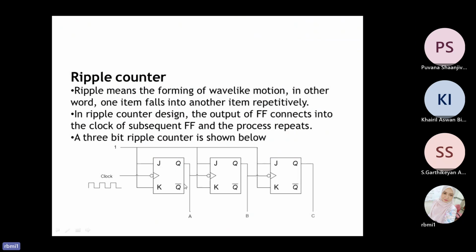Let's say from one flip-flop to another. As you can see, the output of this flip-flop becomes the input for the next one. Same goes for the next one, meaning stage by stage. It will encounter errors from one to another.